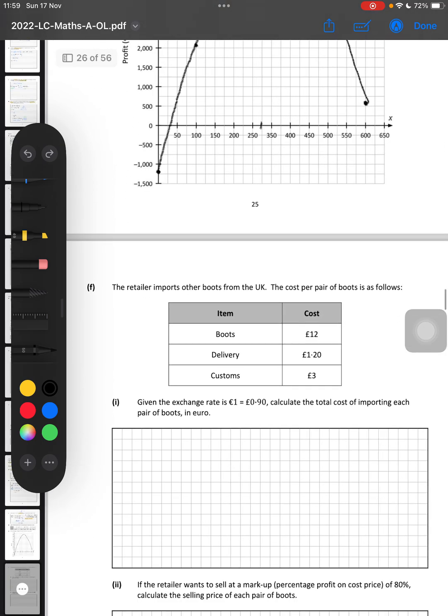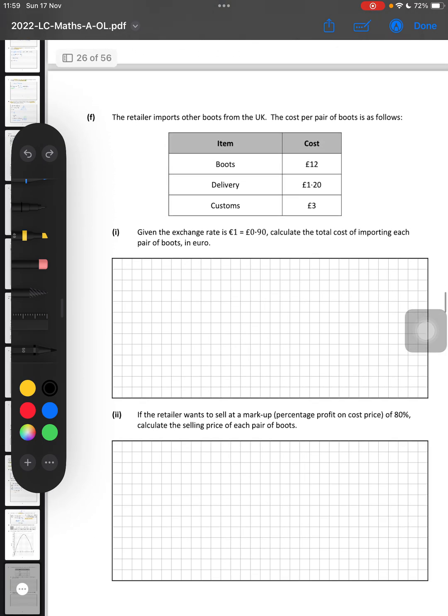It then says the retailer imports other boots from the UK. The cost per pair of boots is as follows. Given the exchange rate is €1 is £0.90, calculate the total cost of importing each pair of boots in euro.